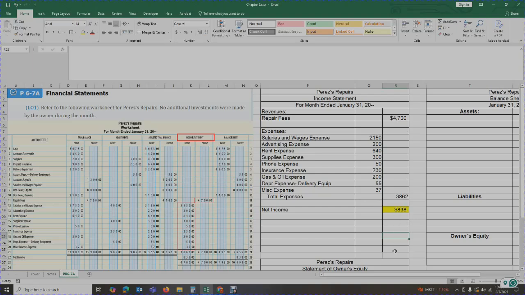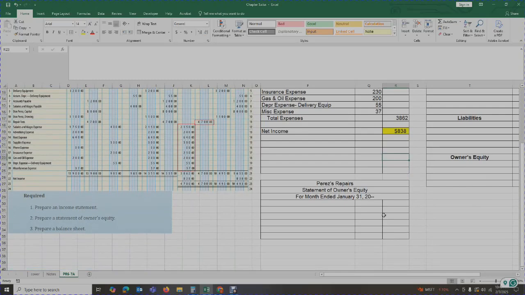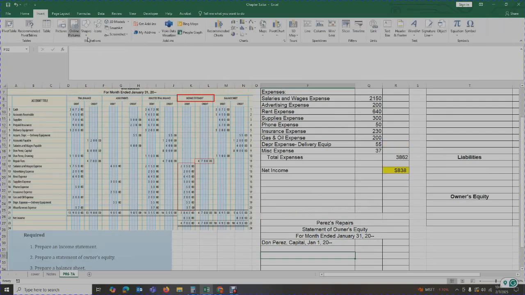So we have completed the first financial statement. Now we're going to go to the next financial statement, which is your statement of owner's equity. For the statement of owner's equity, we're going to start off with Don Perez Capital, January 1st, 20. So let's look at the capital account, which is right here.